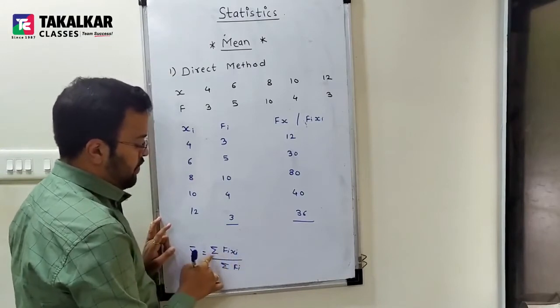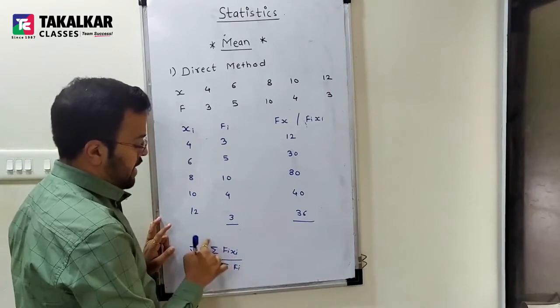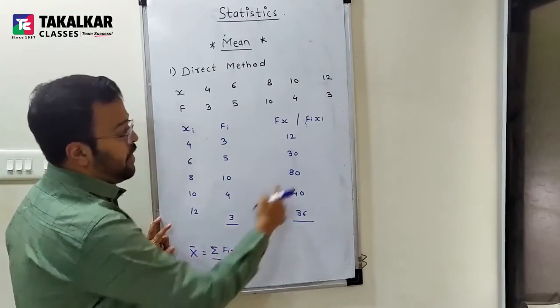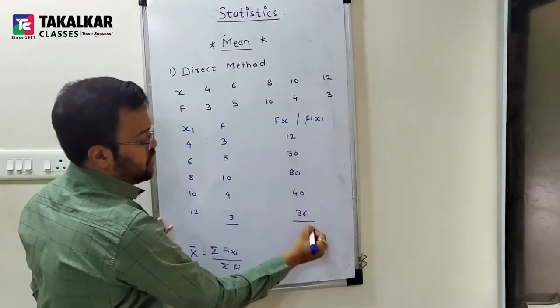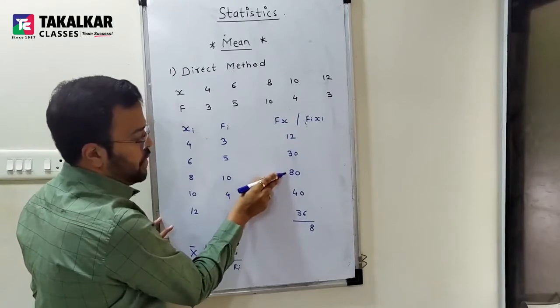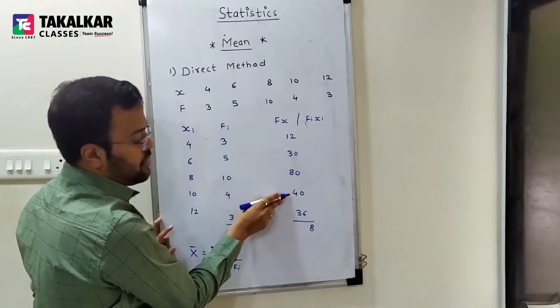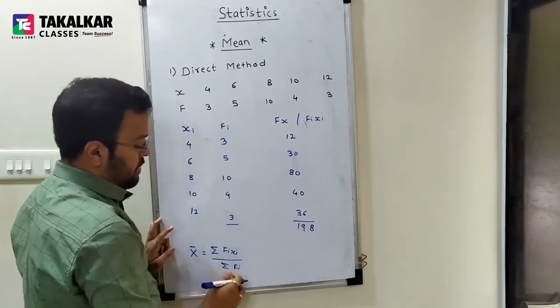Now what is the meaning of this? Summation fi xi. You have to take the addition of fi xi. Where? This column. So take addition. Simple. 6 plus 2 is 8, and after adding this, 3 plus 1 is 4, 12, 12 plus 4 is 16, 16 plus 3 is 19.